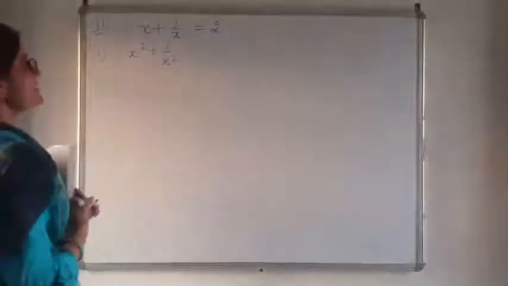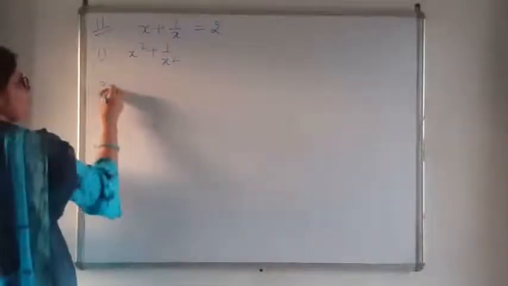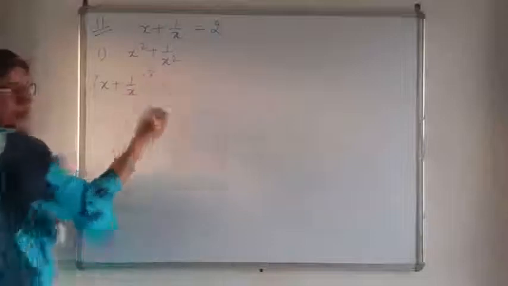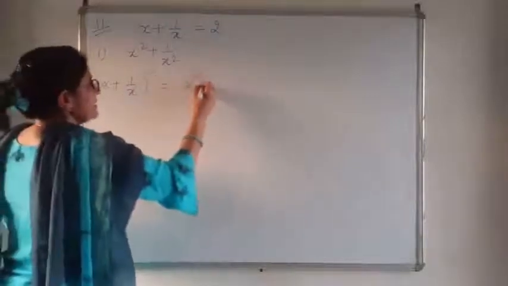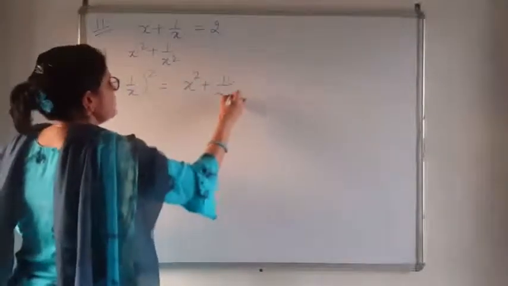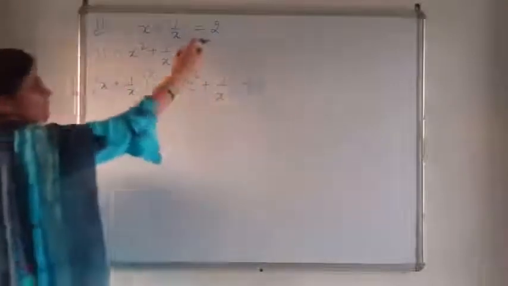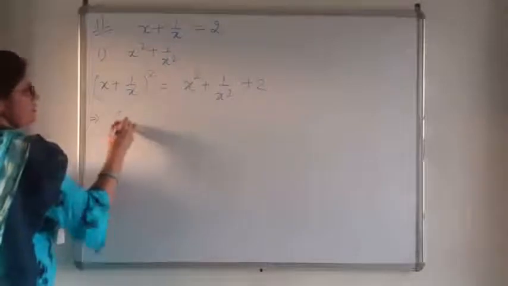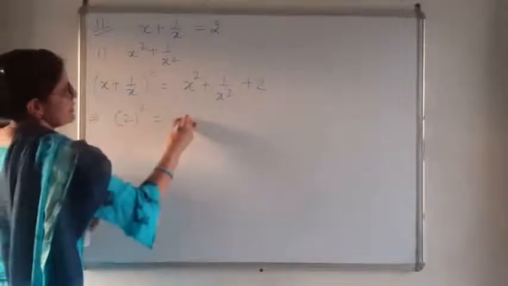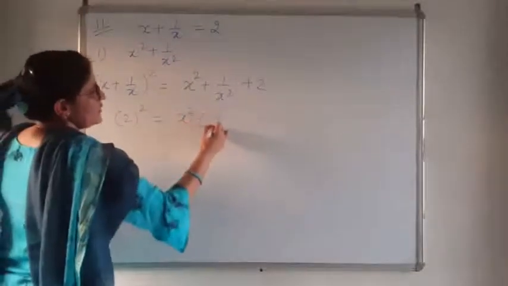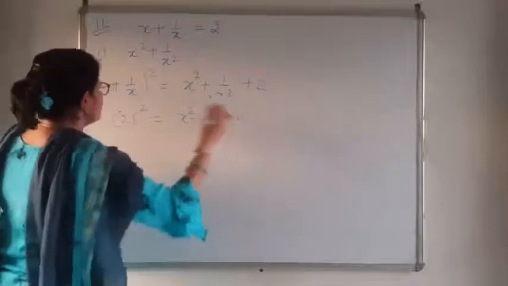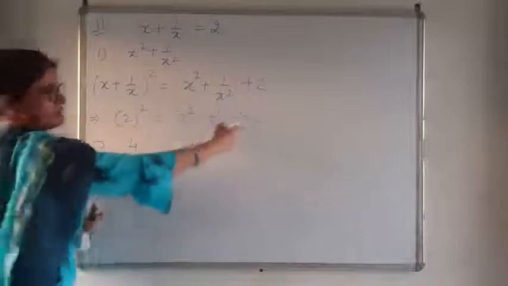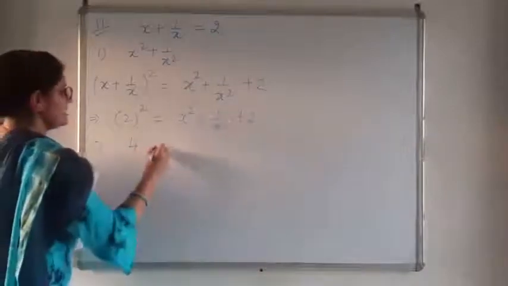So we will take this term x plus 1 over x and apply the identity of square. So what we will get? x square plus 1 upon x square plus 2. Here we substitute x plus 1 over x as 2. So square of 2 equals x square plus 1 over x square plus 2. Square of 2 is 4. This plus 2 will come here in minus.